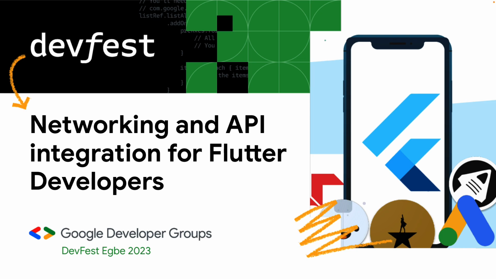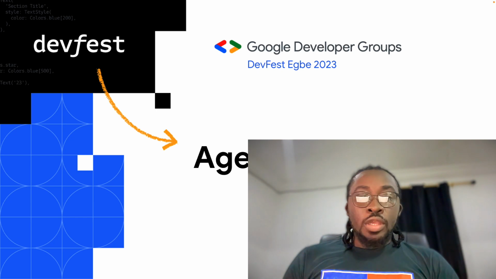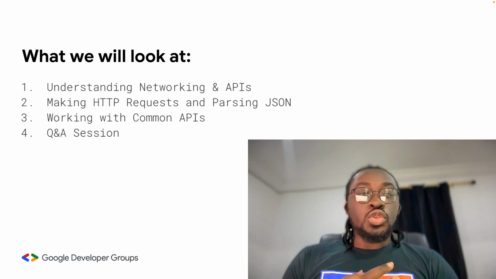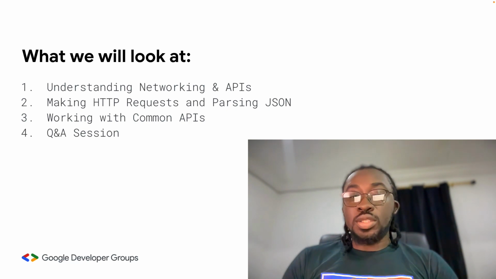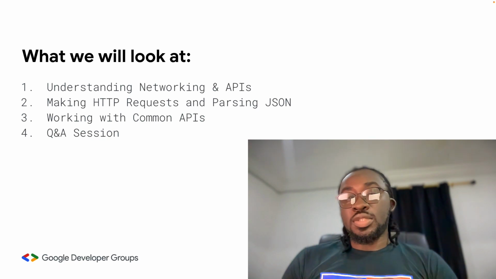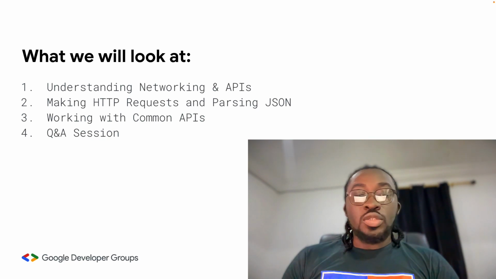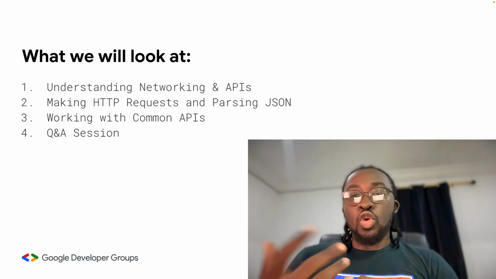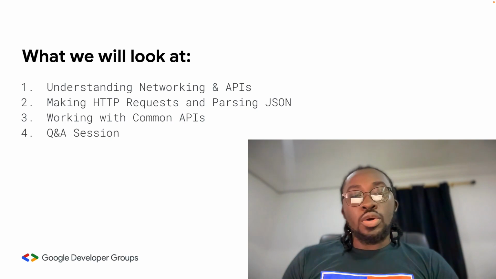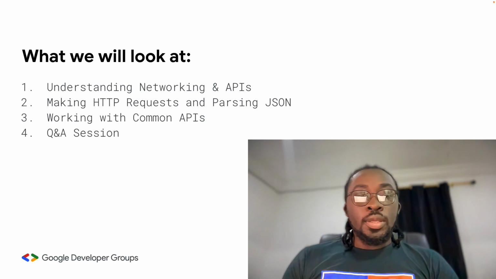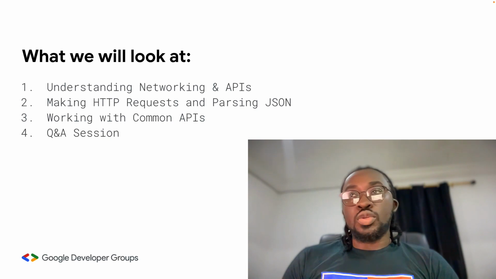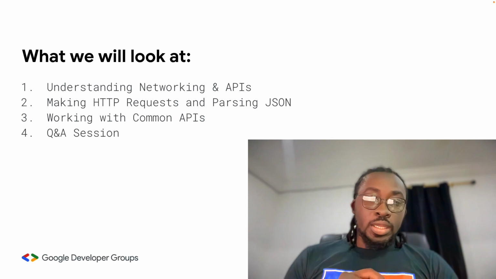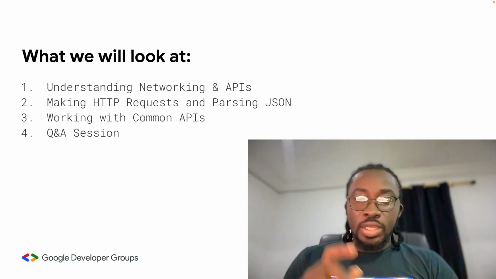Now let us look at what we'll be covering today. We will be looking at understanding networking and APIs. We will also be looking at making HTTP requests and parsing JSON data. We'll also look at working with common APIs, so we'll look at integrating the OpenWeather API or Google Maps API. Then we have our Q&A, questions and answers. So now let us dive right in.